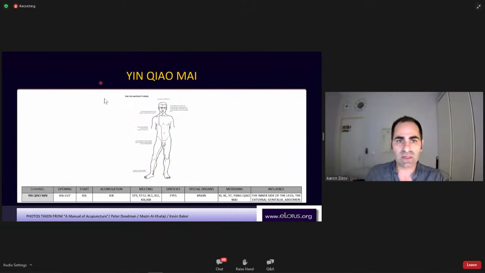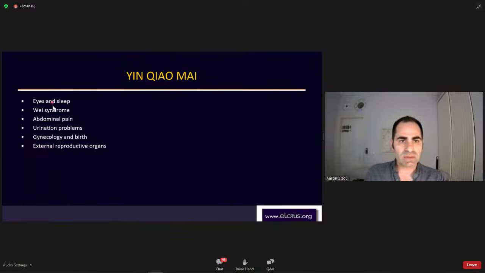Okay, next one was the, sorry, just one second, Yin Chiao Mai. So in Yin Chiao Mai, kidney 6 opening, lung 7 secondary, accumulation kidney 8, meeting and all that. So the inner side of the legs, the external genitalia and abdomen, eyes and sleep. We talked about these connections of opening the eyes.